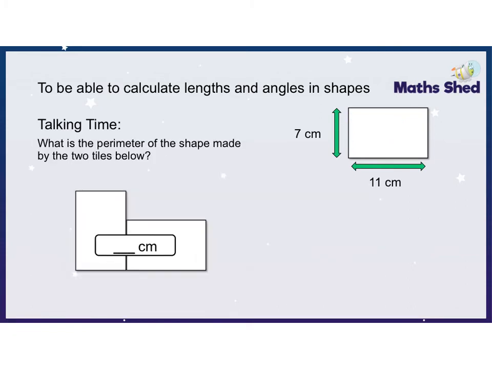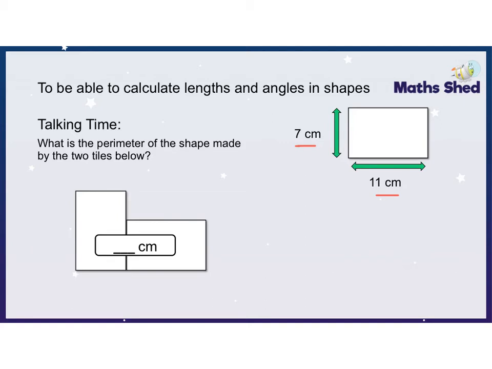Okay, so what is the perimeter of the shape made by the 2 tiles below? Again, we've got the information here. All right, so we need to fill that in, and remember, perimeter is the distance all around the outside of a shape. Okay, the distance all the way around. So we just rub that out.